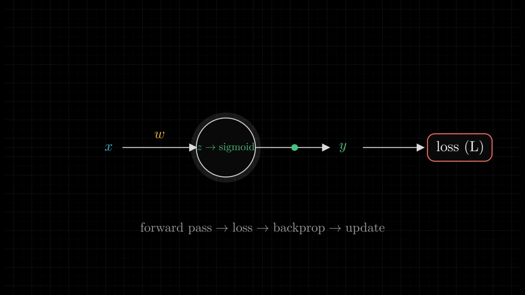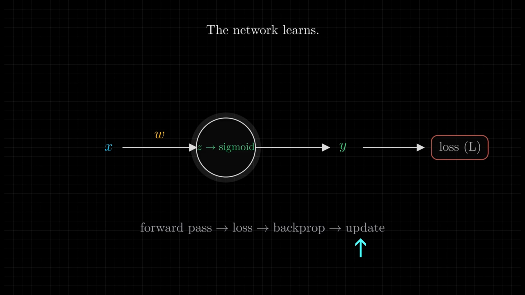After updating the weight, we do another forward pass. We compute a new prediction, we compute a new loss, and we backpropagate again. This cycle repeats again and again. Forward pass, loss, backpropagation, weight update. And slowly the network learns.